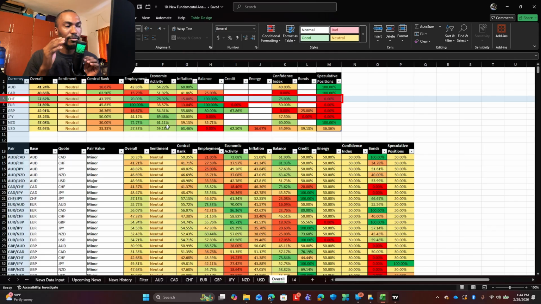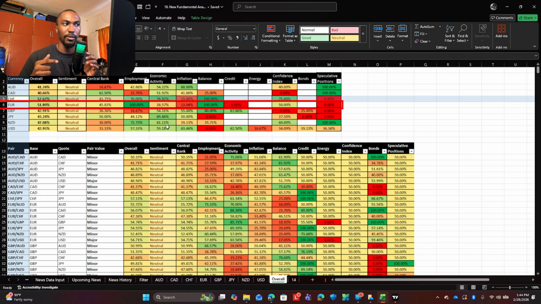So they have just good central bank news, good employment data, good economic data, not so good inflation data, but a really good balance sheet, absolutely good balance sheet. And then consumer confidence is strong. And that's one thing you need to always think about. Consumer confidence is very strong there.